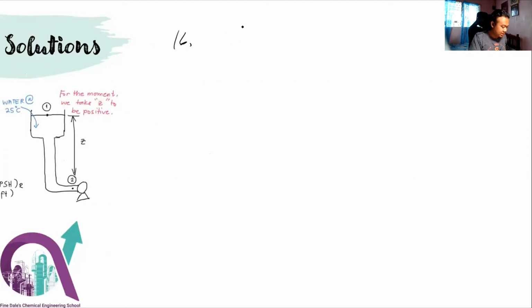So this is just solving for the Reynolds number. The Reynolds number is D v rho over mu. We are asked for laminar flow. The Reynolds number for laminar flow is below 2100.